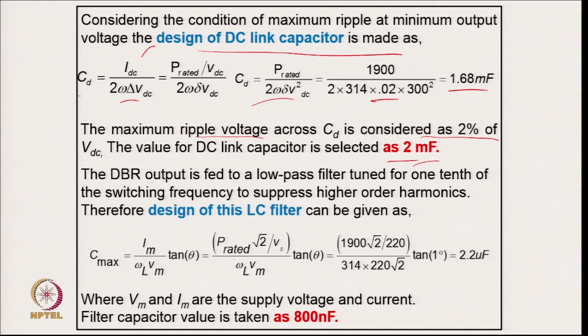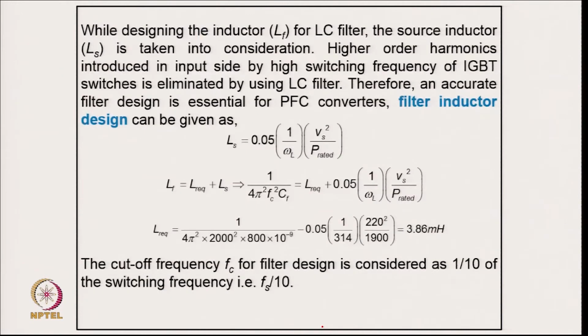Now, coming to the design of the EMI LC filter. The diode bridge rectifier output is fed to the low pass filter tuned at 1/10 of the switching frequency to suppress the higher order harmonics. Therefore, the design of this LC filter can be given here as C max equal to I m upon V m into omega L into tan theta, where theta is the angle between supply voltage and current. Normally, it is considered not to have too much reactive power, only 1 degree, and this gives a capacitor value of 2.2 microfarad, and certainly we normally select a value lower than this. So, the selection here is only 800 nanofarad.